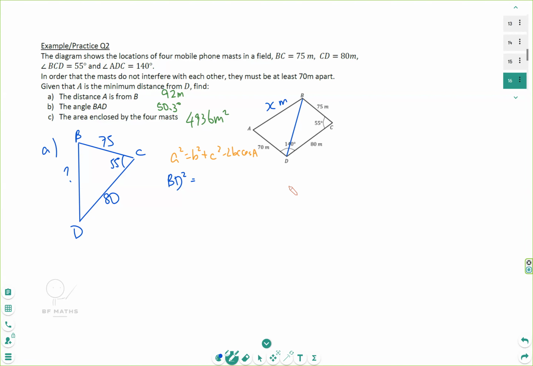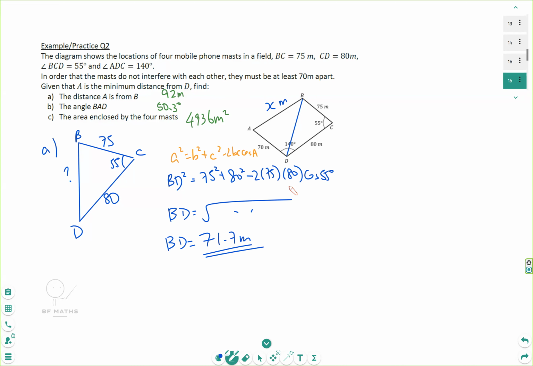BD squared equals 75 squared plus 80 squared minus 2 times 75 times 80 cos 55 degrees. I'll put the whole thing in the calculator and then square root it. You should get 71.7 meters. So now we know BD is 71.7. Useful, but is that enough?